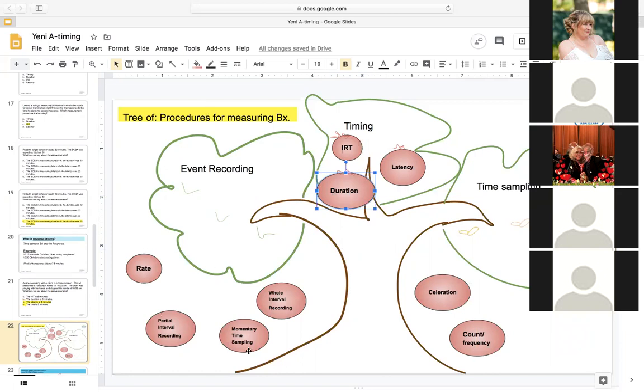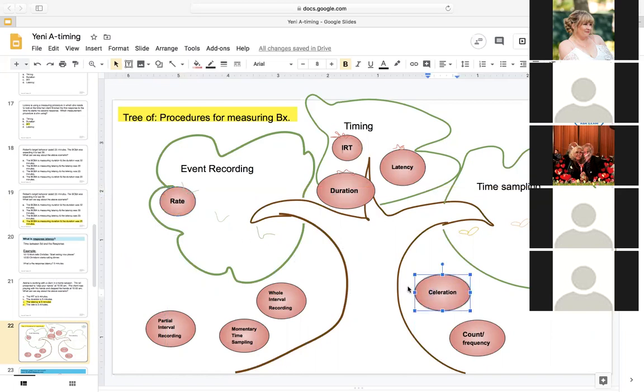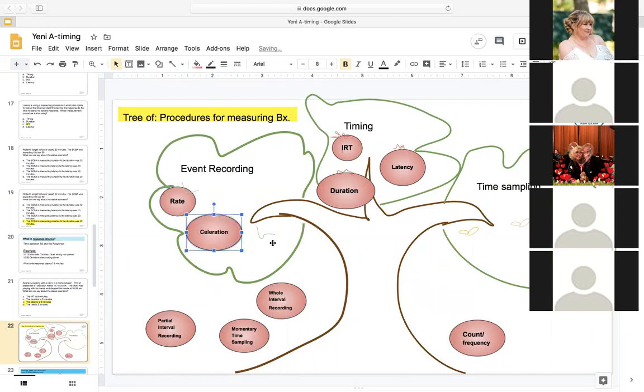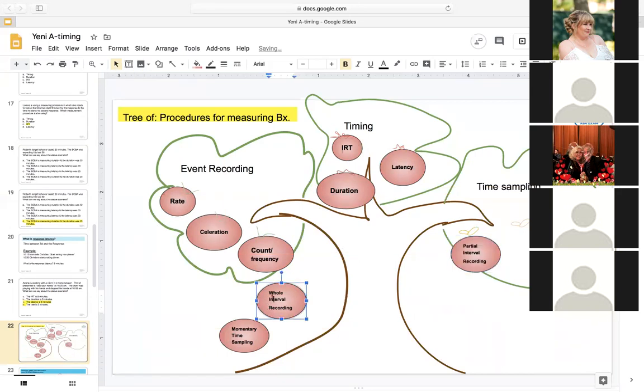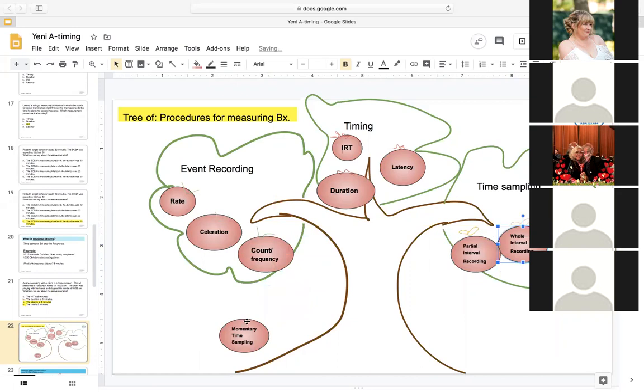Event recording. Who knows it and wants to know it more? Rate, acceleration, count, and frequency. Nice. Good job. And time sampling? Partial interval, whole interval, and momentary time sampling. Nice job. Okay, guys, we go more in depth on measurement in the measurement course.